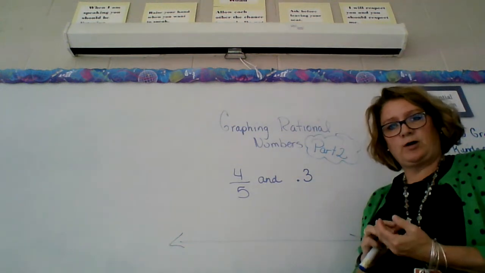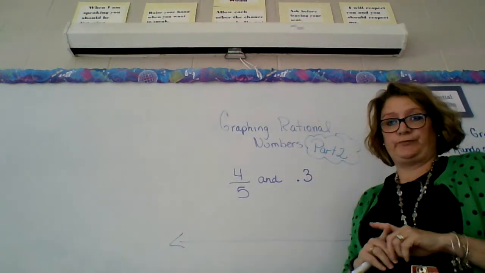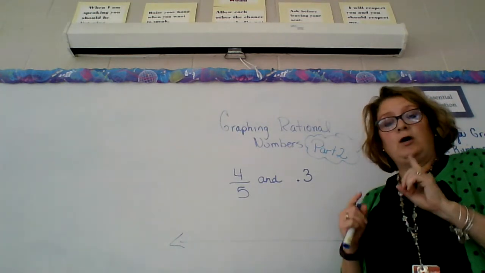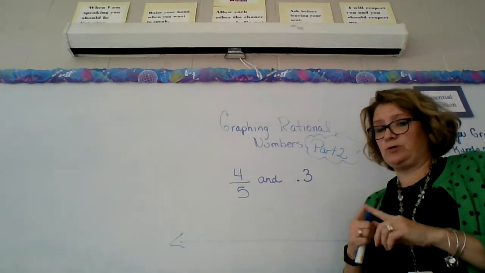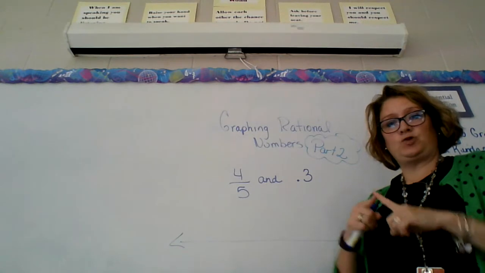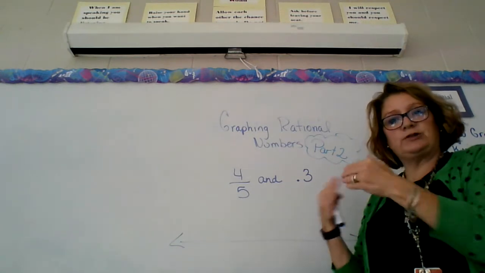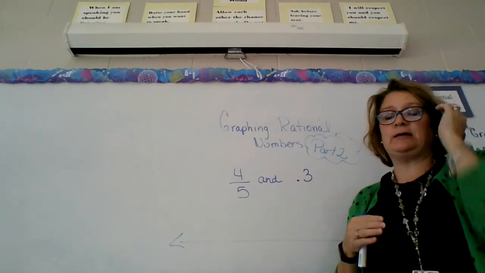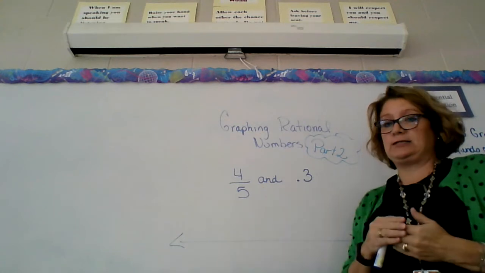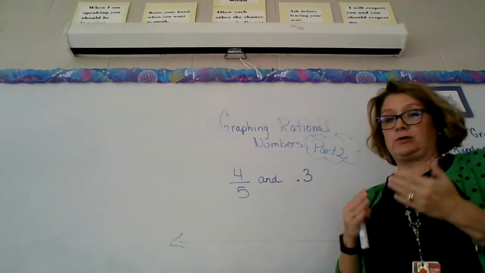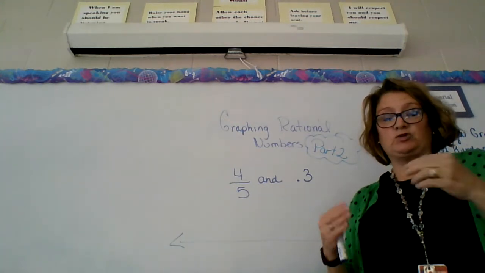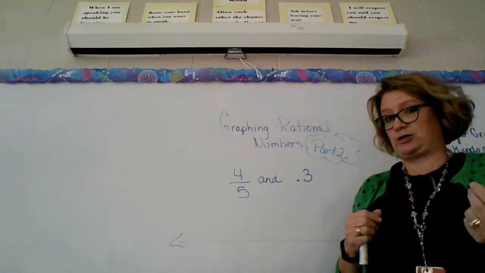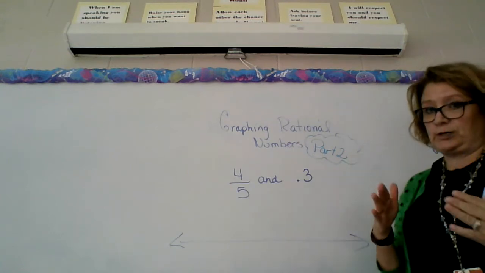Right now we're going to work on graphing rational numbers part 2. In the last video, we took the two rational numbers that we needed to graph and changed them both to decimals, and then we graphed them as decimals. You may find that there are times where you might rather keep them in fraction form, so convert the decimal to a fraction. So that's what we're going to do here.